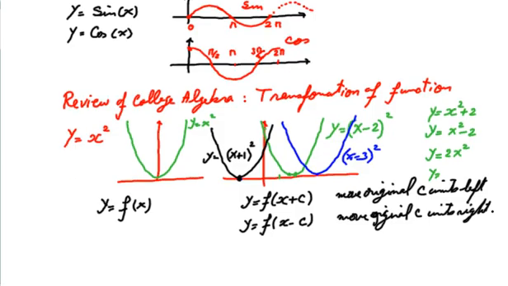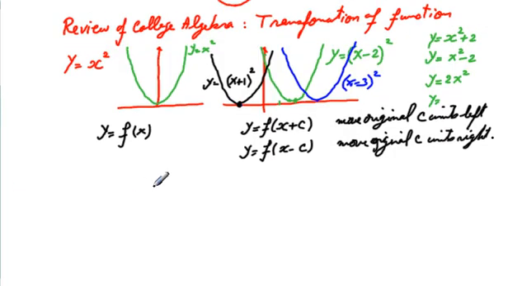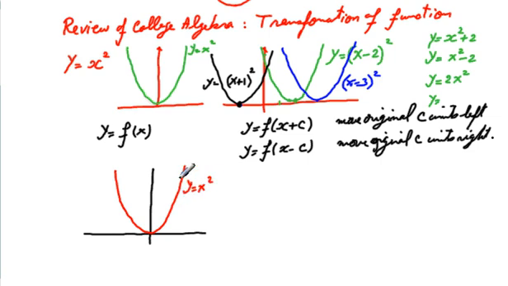Okay, now what if I wanted to move it up or down? Suppose again I have my basic parabola here. Suppose this is what I start with, y equal to x squared, and I want to take this whole thing, like a piece of wire, and move it up 2 units. So every point of this is going to come up 2 units.